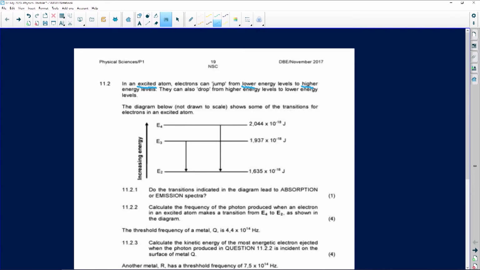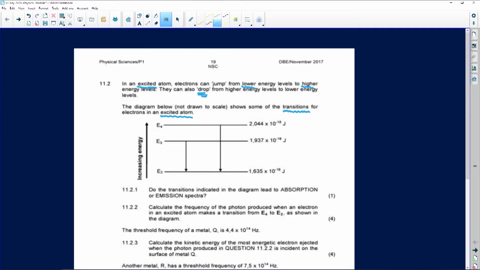So they are able to jump from a lower energy level to a higher energy level. They can also drop from a high energy level to low energy levels. Now they've given us a diagram and it says in the diagram below, not drawn to scale, it shows some of the transitions. Remember, transitions just means change for the electrons in an excited state.